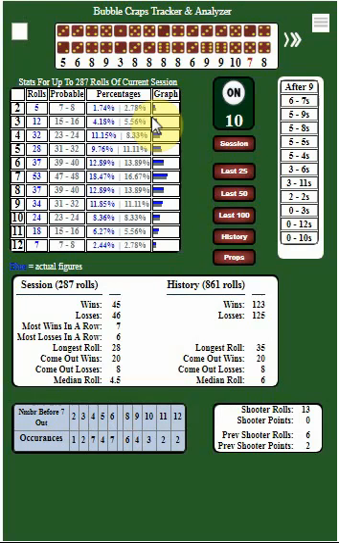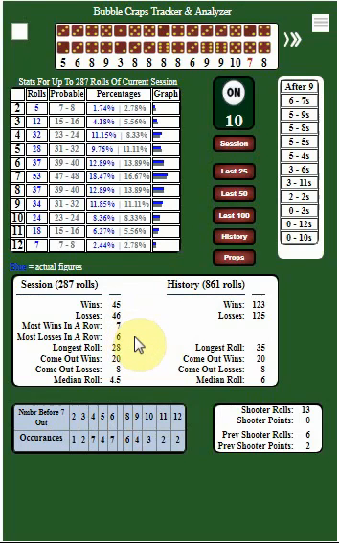Let's take a look. The bottom is pretty much we kind of went over most of this. Here, the longest roll for our history is 35. For our session, the longest roll is 28. We went over the 28, that's going to be the 20 come-out wins, the 8 come-out losses. The most wins in a row is 7, the most losses in a row is 6.